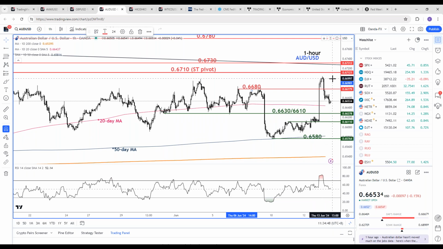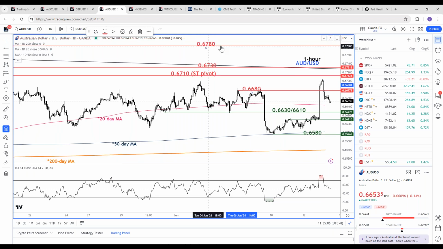Only an hourly close above 67.10 will expose 67.30, which is very key. Why? Because 67.30 is the upper limit of that symmetrical triangle range configuration. So this is my medium-term key resistance level. Only a daily close above 67.30, then we will start to see a much more substantial bullish breakout, with the first step being to test the next resistance at 67.80.